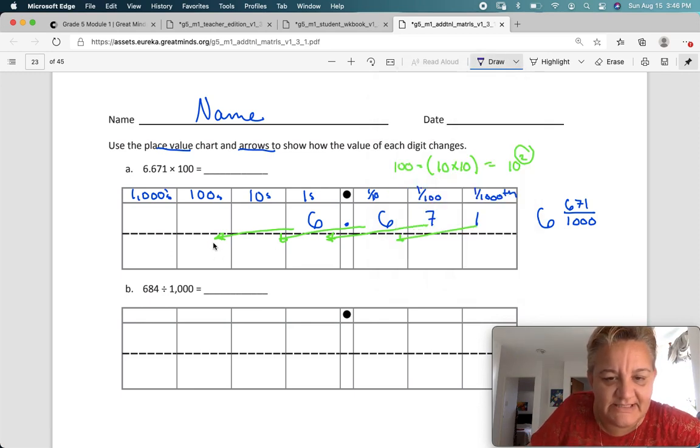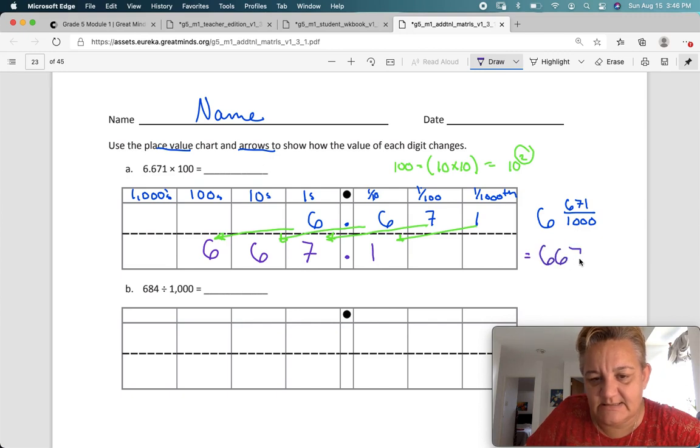and my new answer is 667 and 1/10. So my new answer looks like this. 6, 6, 7, and 1/10.